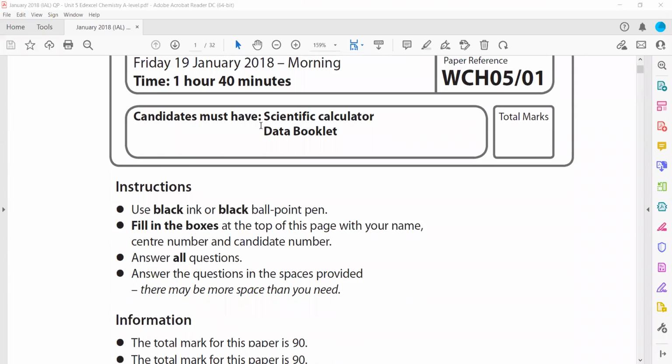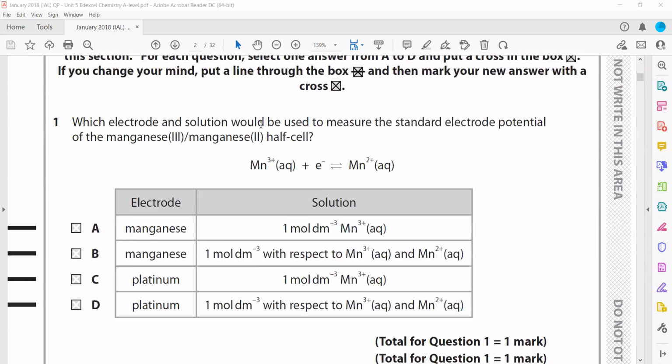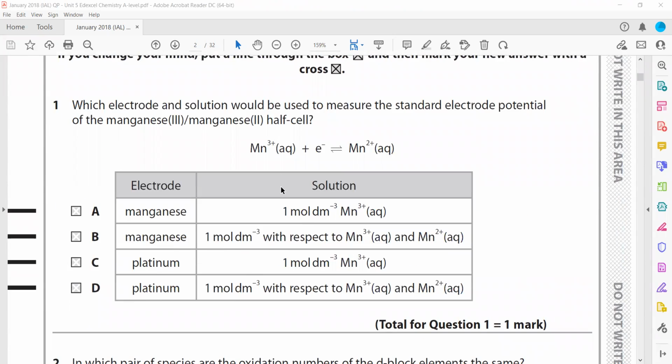So, January 2018 paper. Which electrode and solution would be used to measure the standard electrode potential? Look, one thing which is very important to understand is the concept of electrode potential. Here, there is a change in oxidation number.